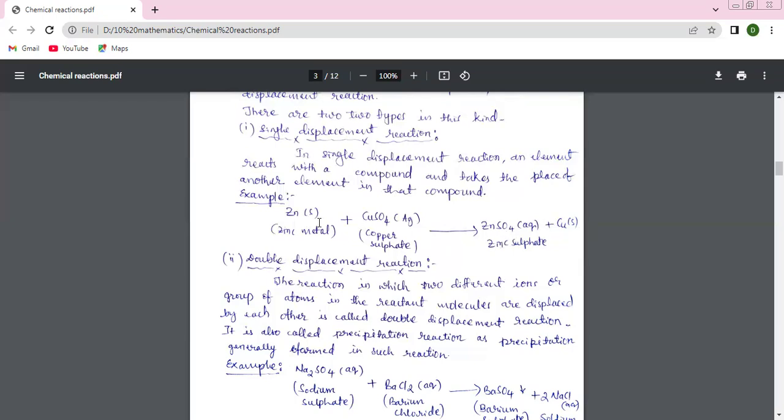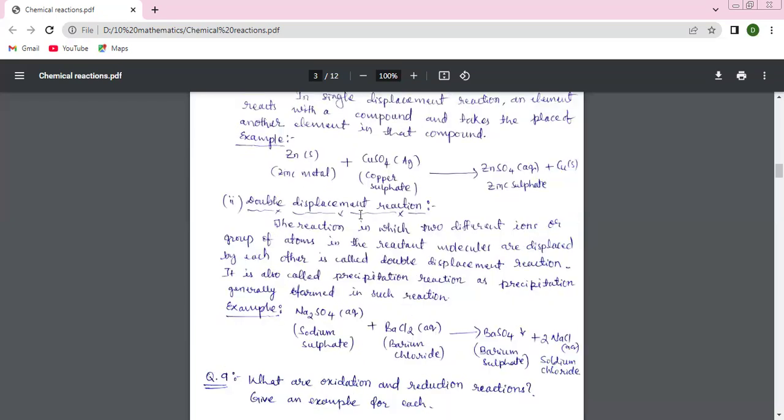Here you see zinc, because of its high reactivity, replaces copper, which is a less reactive element, to make zinc sulfate, and copper is formed separately. So here single displacement takes place. That is what is called a single displacement reaction.